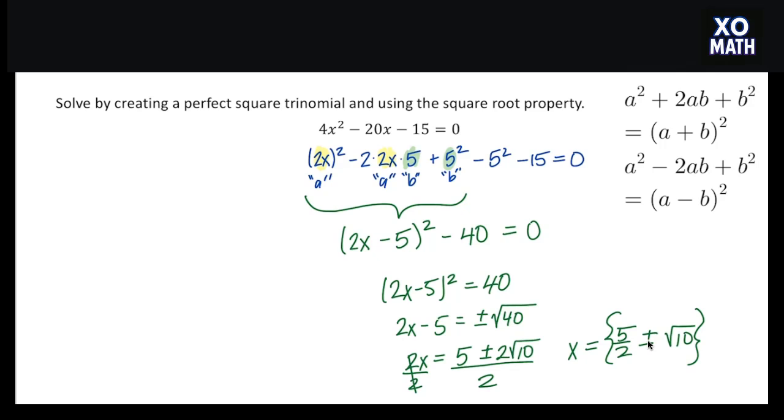And again, this wasn't the most efficient way to solve this quadratic equation, but it was more about the algebra behind remembering and creating this perfect square trinomial so that we could apply the square root property.